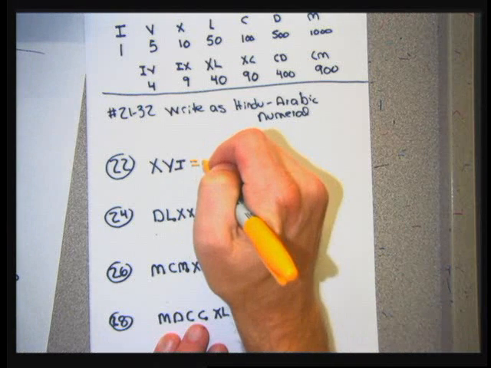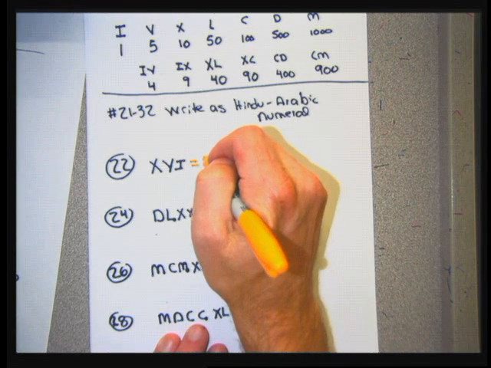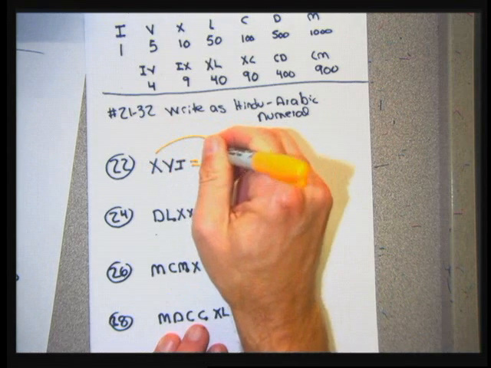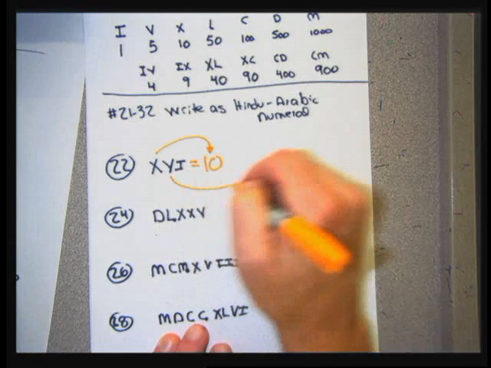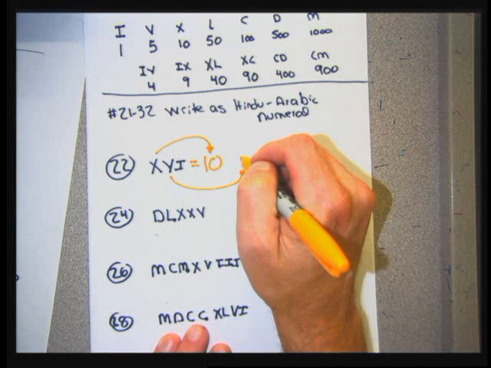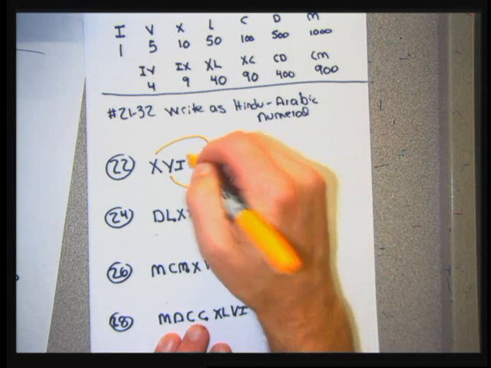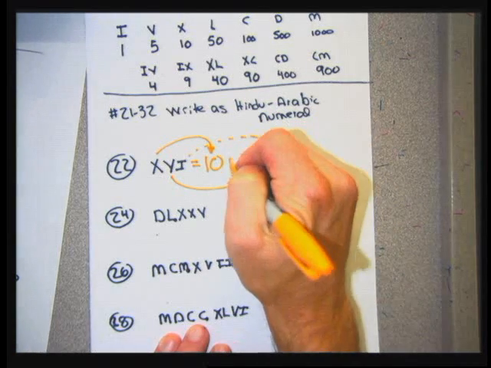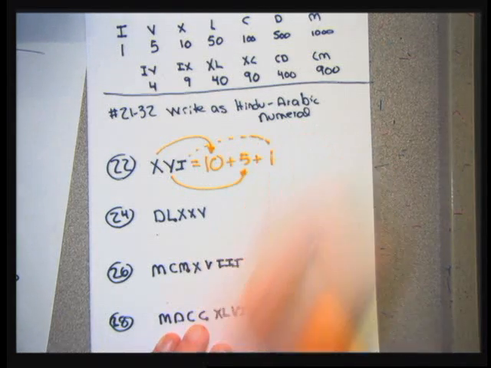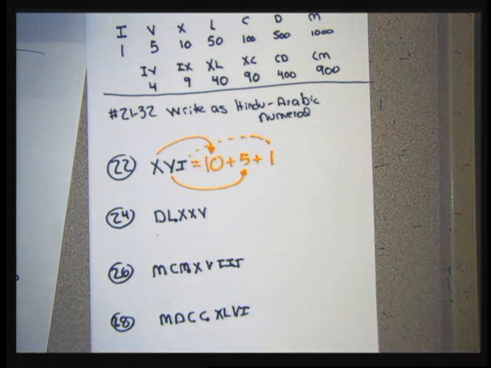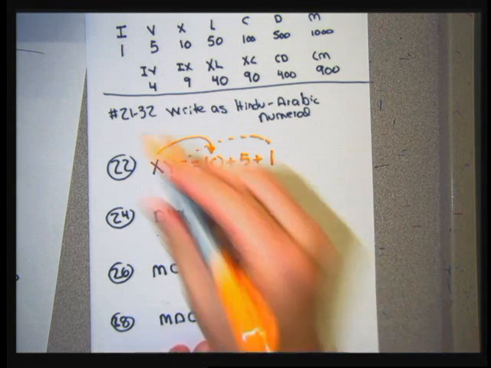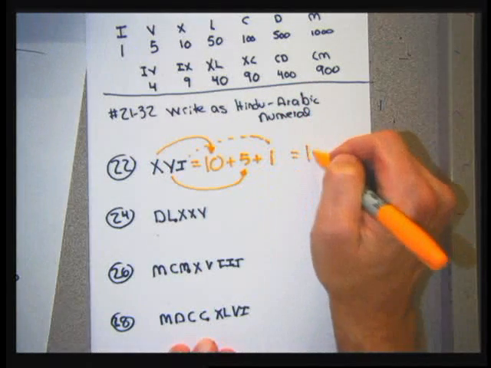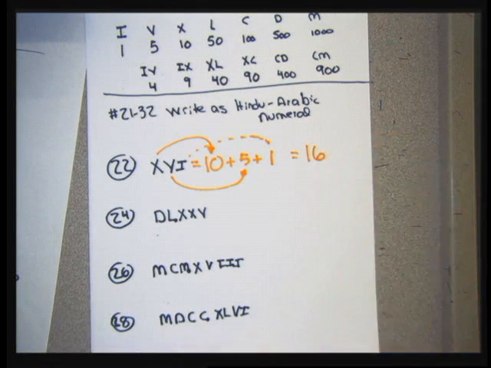So to write 22 from Roman numerals into regular numbers, the X stands for 10, the V stands for a 5, and the I stands for a 1. I'm just going to take those numbers and add them together. So XVI is going to be 10 plus 5 plus 1, because X stands for 10, V stands for 5, I stands for 1. 22, written as a Hindu-Arabic number, is going to be 16.